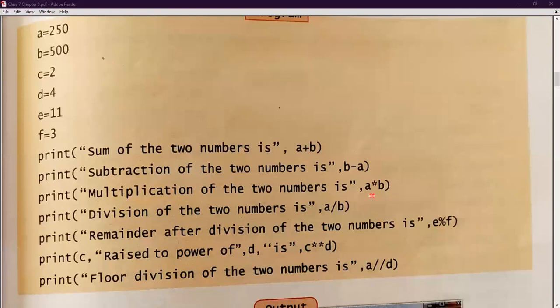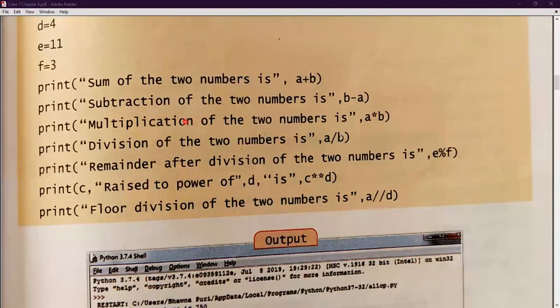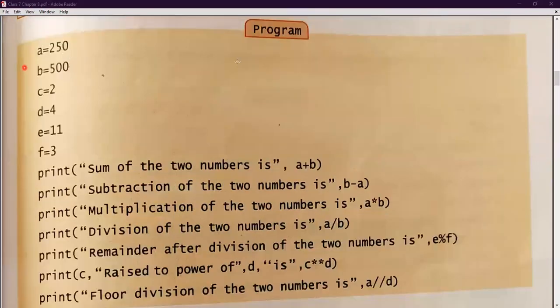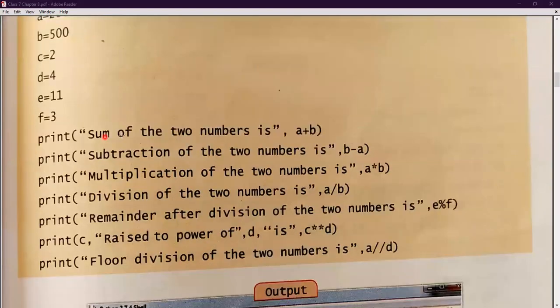And if you write A star B, that means you are multiplying. So 250 multiplied by 500, I think it will return you 12,500. Now, if you write A divided by B, it will return you 2. Okay, I don't need to show you the implementation of this sort of simple calculation, right? Because you are mature enough, you are studying in class 7th.